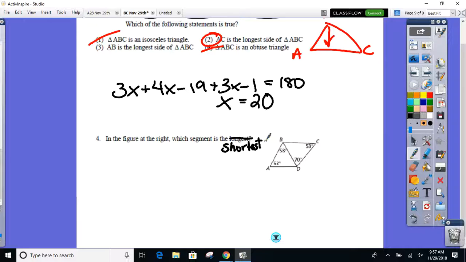I see many of you guys going to the calculator. Yeah, you're going to have to find the other missing angles for me before I can find out the shortest side. Yep. Absolutely.